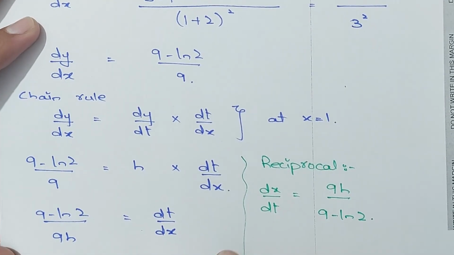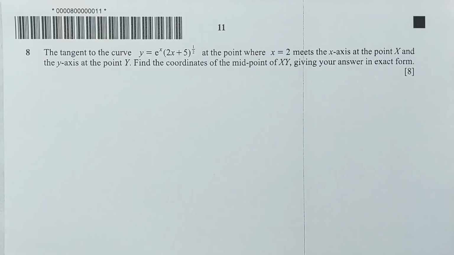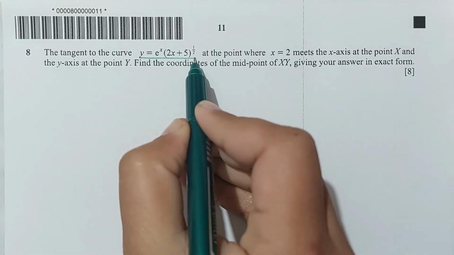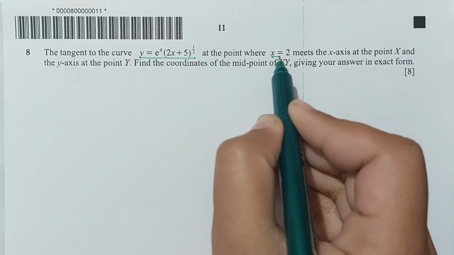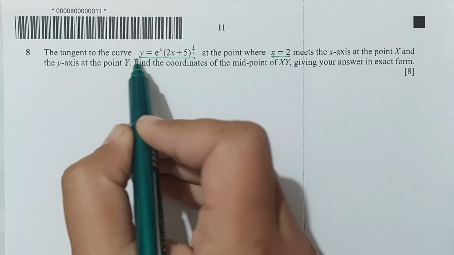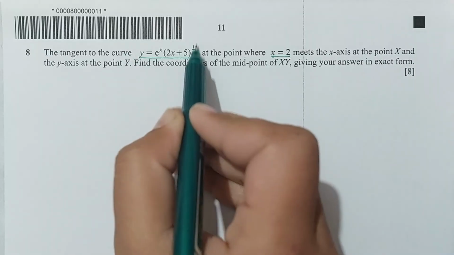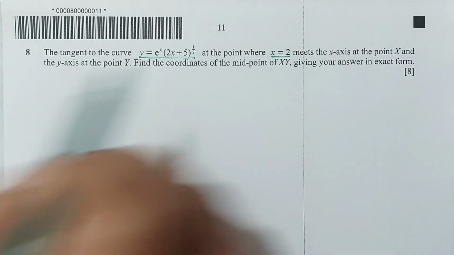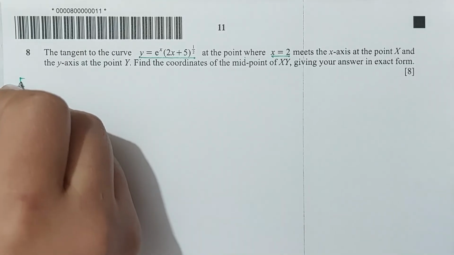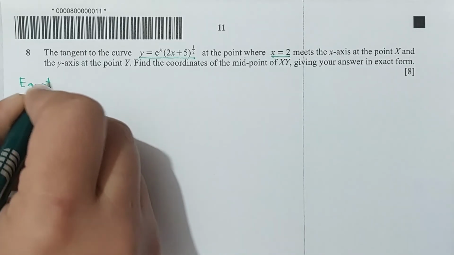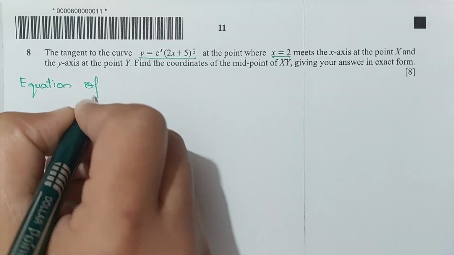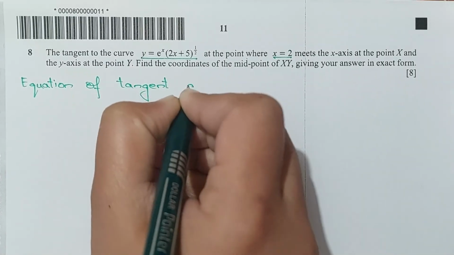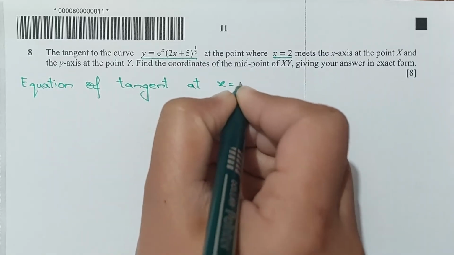Question number 8. The tangent to the curve y equals this at a point where x equals 2. So we have this curve. We have to find the equation of the tangent of this curve at x equals 2. So first, the equation of tangent at x equals 2.